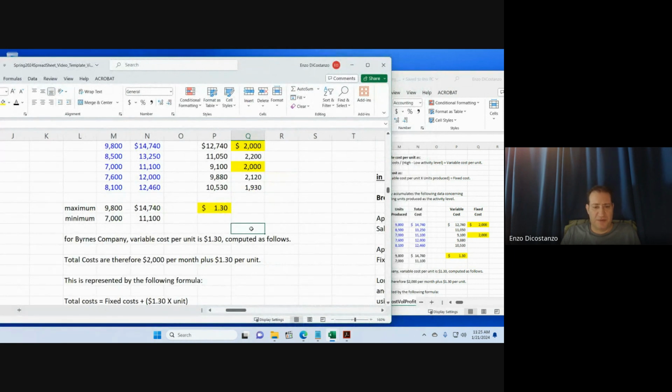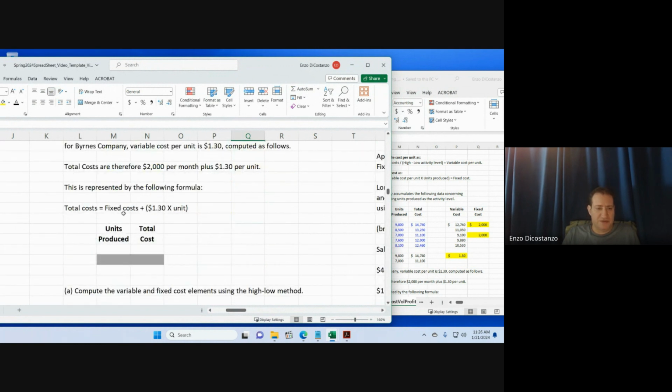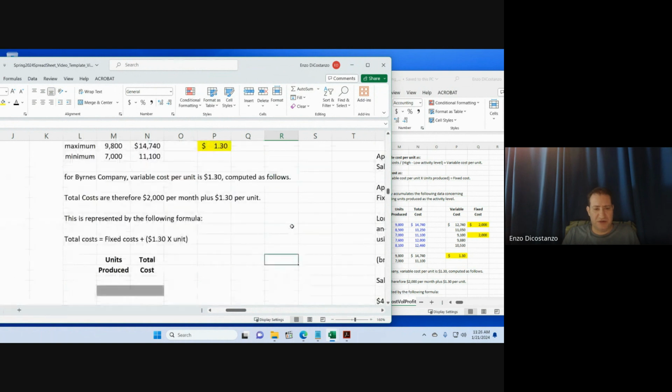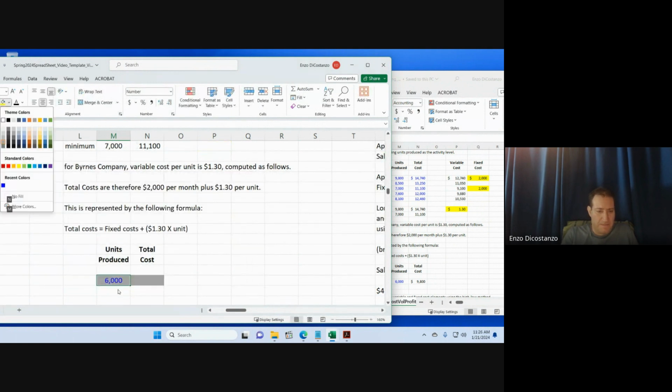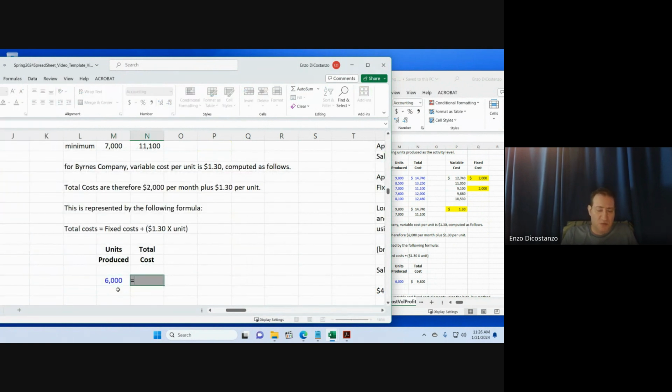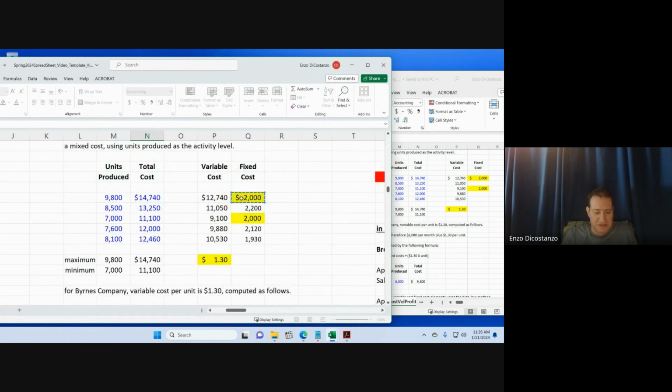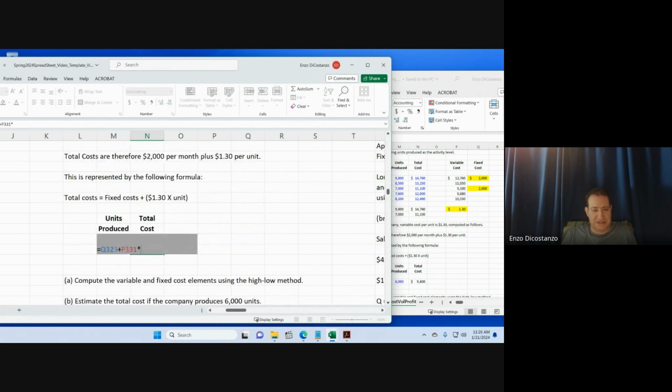Okay, so it's $1.30 per unit, and then total cost of $2,000 per month. Okay, so we use this formula: total cost is fixed cost plus $1.30 per unit. And what was the question here? The question was, if you're at 6,000, none of those are 6,000. So let's type that in. 6,000, which is there. And then your total cost would be equal to any of the 2,000s plus 1.30 times the 6,000. That's 9,800. That's the other answer.